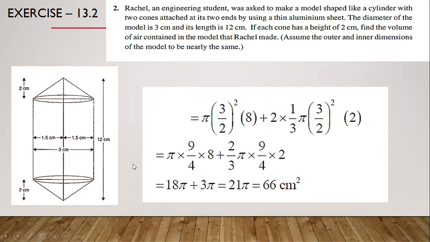So we'll substitute the value for radius, height H1 and H2. We'll get pi into 9 by 4 into 8 plus 2 by 3 pi into 9 by 4 into 2. So when we solve all this, we'll get 21 pi. Because 21 is a multiple of 7, we'll take pi value to be 22 by 7. Cancelling 7 and 21 as 3, we'll get 66 centimeter cube to be the volume.